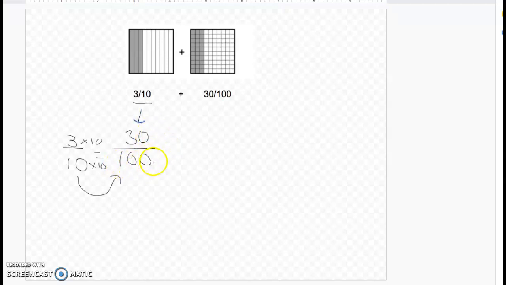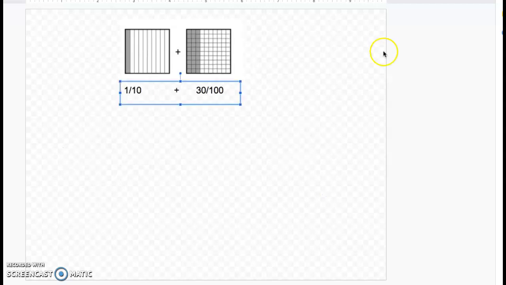hundredths. Now that we have found an equivalent fraction to 3/10 with a denominator of 100, we can add it to this number. If the denominators are the same, we are able to add the numbers. And how do we do that? We add the numerator, 30 plus 30, and that equals 60. We add the numerators, and the denominator stays the same. The denominator always stays the same. And that, my friends, is how you add equivalent fractions with different denominators.